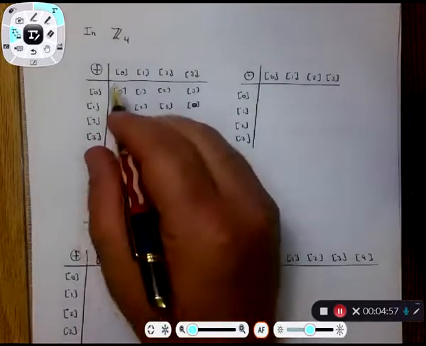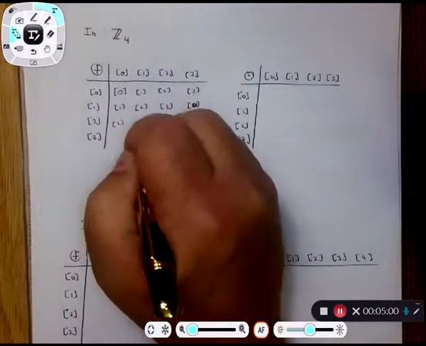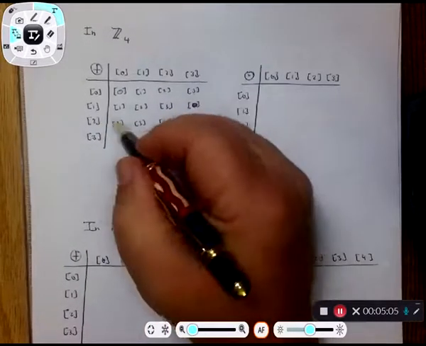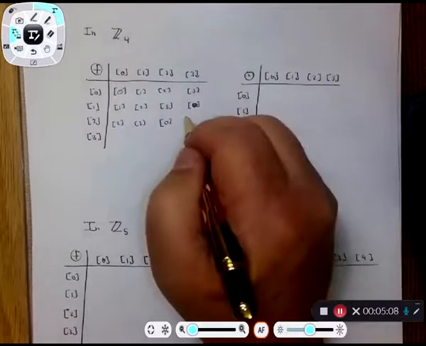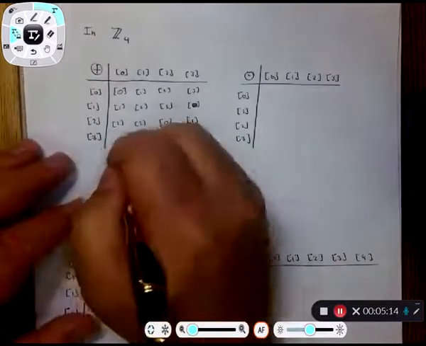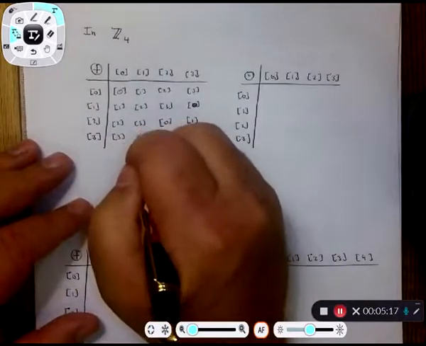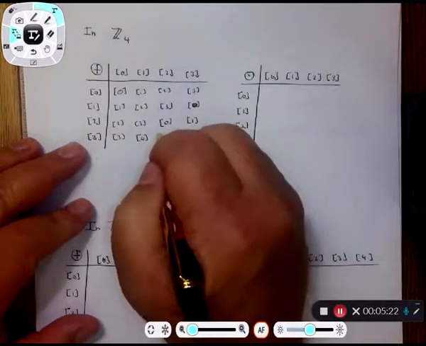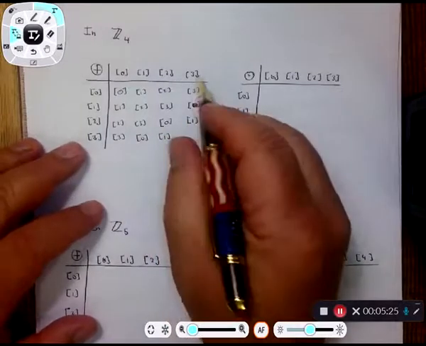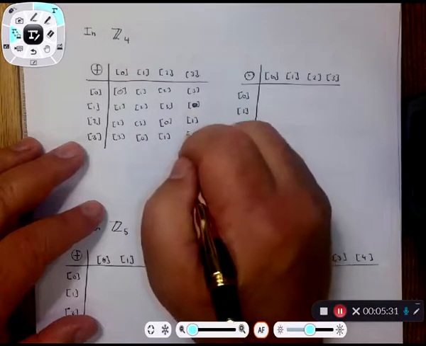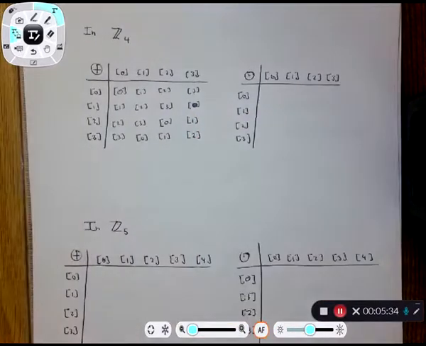Now 2 plus 0 is 2. 2 plus 1 is 3. 2 plus 2 is 4, but 4 was equivalence class 0. 2 plus 3 is 5, but equivalence class 5 in Z4 would be back to 1. And 3 plus 0 is 3. 3 plus 1 is 4, but in Z4 that's 0. 3 plus 2 is 5, but 5 would be equal to 1 in Z4. And 3 plus 3 is 6. 6, when you're doing Z4, when you divide by 4, you get a remainder of 2. So it's equal to the equivalence class 2. So this is your addition table for Z4.